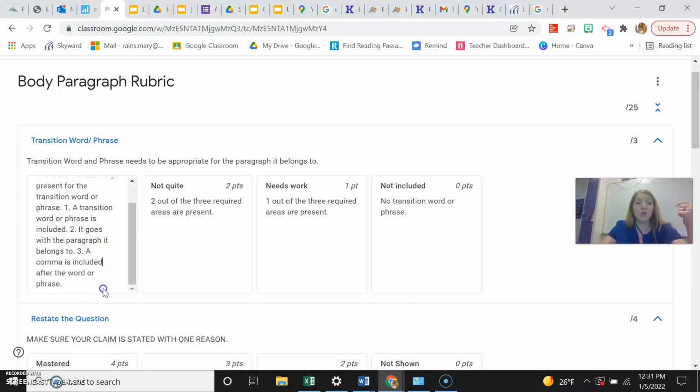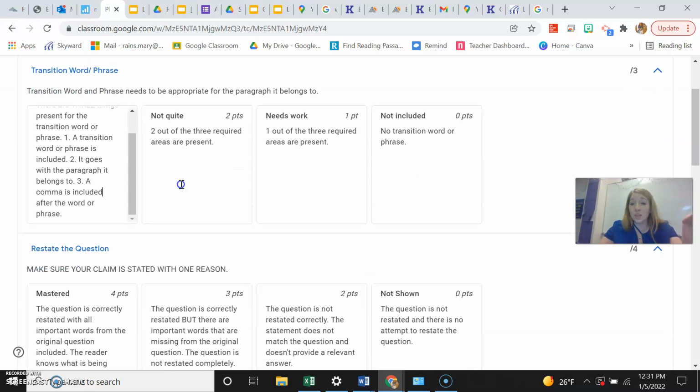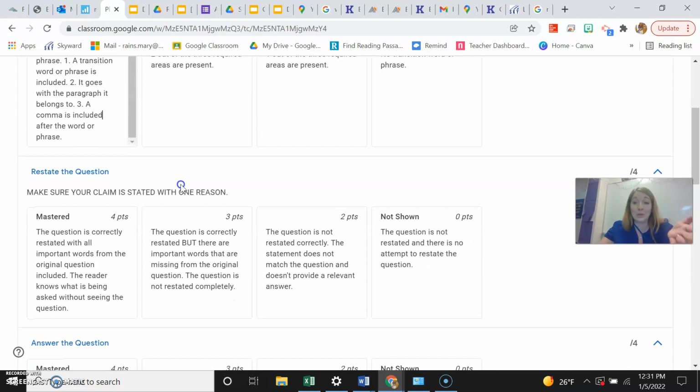And then also a comma is included after. So the transition word or phrase should have a comma after, because you can take it out if you need to. That's what that comma represents, and it also signals to the reader that that is a transition word and phrase. So it's another way that we're being nice. So you will get 3 points if you do all 3 of those things, just by adding a transition word and doing it correctly.